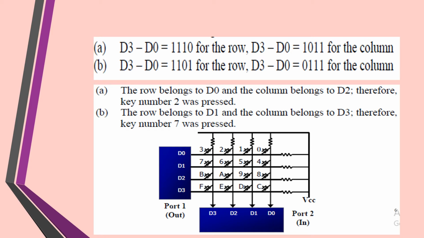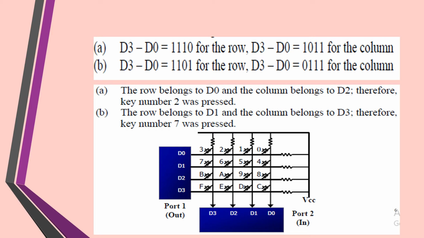From the LSB side, the immediate second bit is 0. The LSB bit corresponds to row D0, and the next bit corresponds to row D1. Since the D1 bit is 0, the row is D1. Now which keys are available? 4, 5, 6 and 7. So out of these 4 keys, it will be one of them.